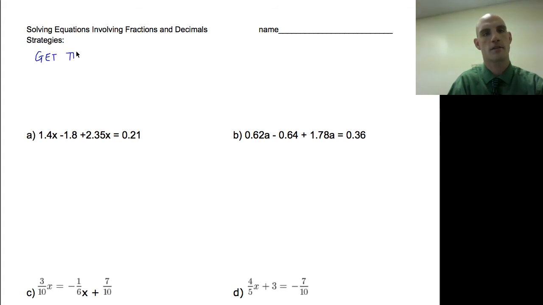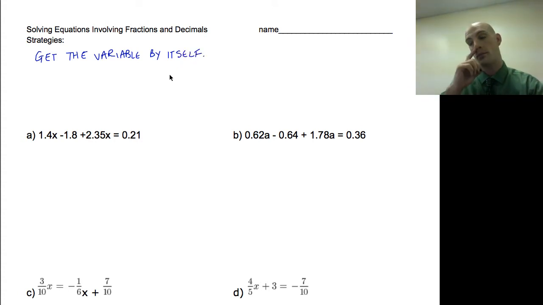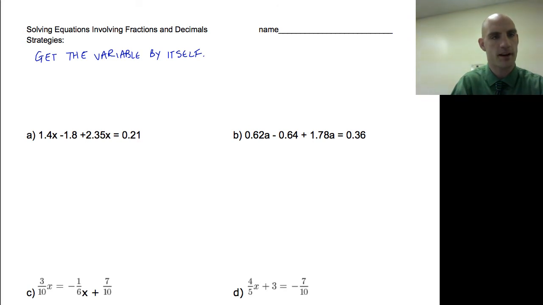Get the variable by itself. We want to get the variable by itself. And we're going to use all those strategies that we've already learned and a couple of extras. Now, this strategy section is going to be divided into two parts. The first one is for decimals.